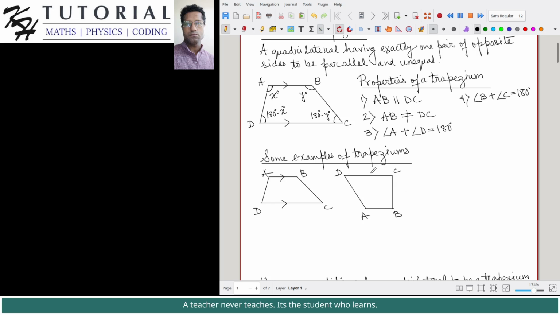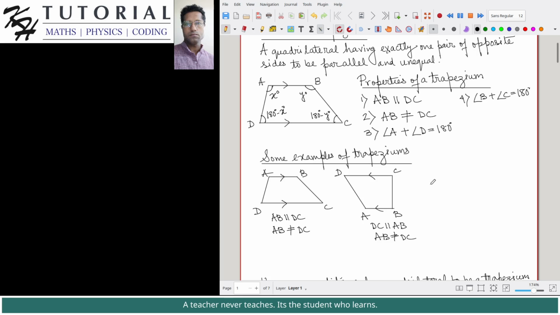So over here we have AB is parallel to DC, and of course AB is not equal to DC. And in the second figure we have DC parallel to AB, and of course AB not equal to DC. Let's see a few more figures.